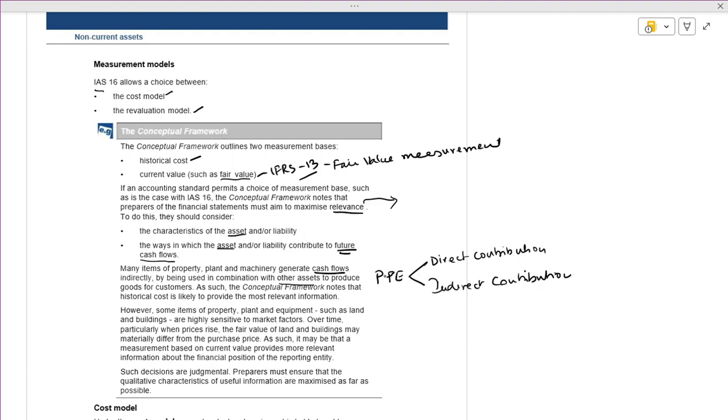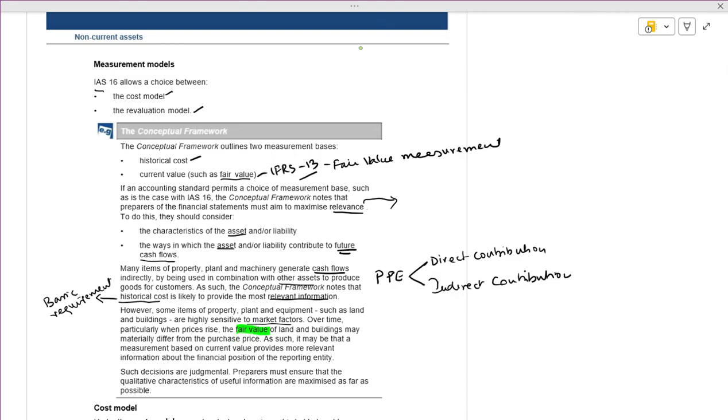As such, the conceptual framework notes that historical cost is the basis. When we are saying historical cost, it is nothing but the basic requirement for every other calculation, and it is more relevant. We can be relevant and it is reliable also. Some items of plant and equipment such as land and building are very sensitive to market factors. If there is any sensitiveness to the market factor, in that case what we have to do? We have to take into consideration the fair value.